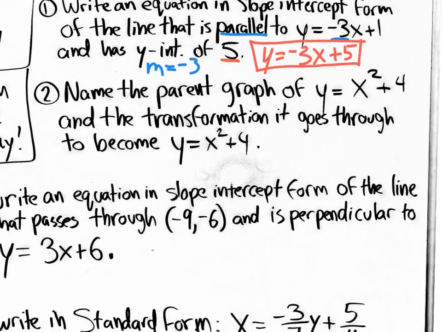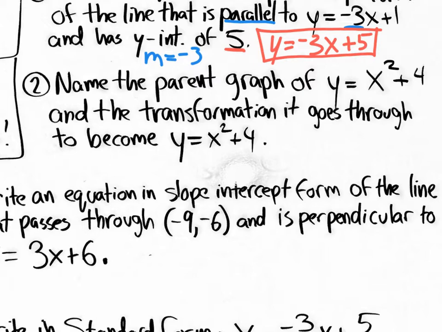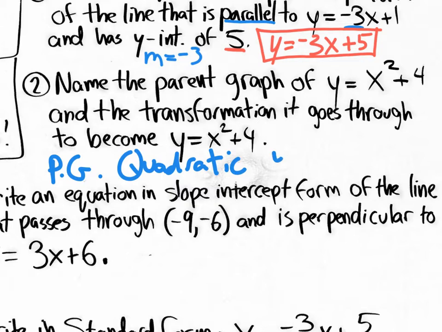It says, name the parent graph of y equals x squared plus 4 and the transformation it goes through. Well, if we paid attention yesterday, we know that x squared does not produce a V, but it actually produces a U. It's called a parabola. So what would the parent graph of this be? The parent graph would be a quadratic. So let me do this. PG, that's for parent graph, and we're going to call it a quadratic. And we could even take it further and say that the parent graph is y equals x squared.